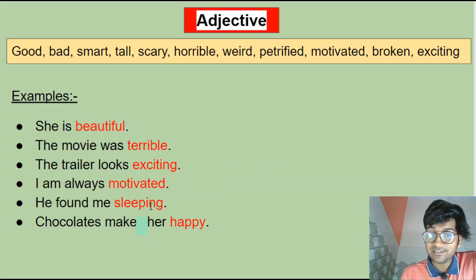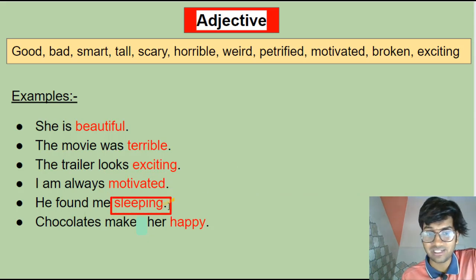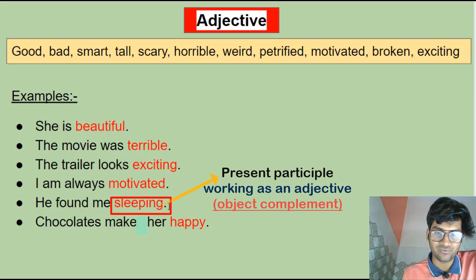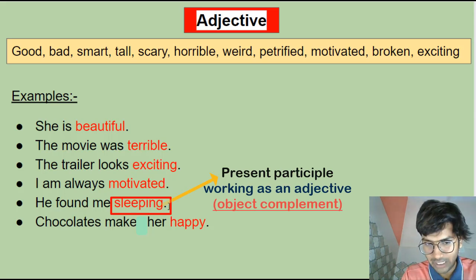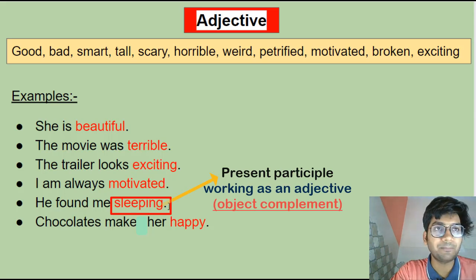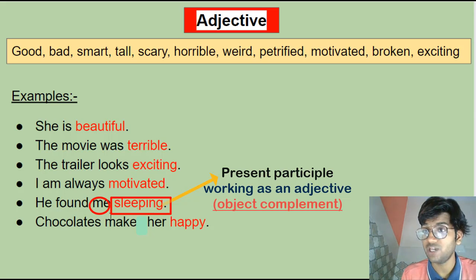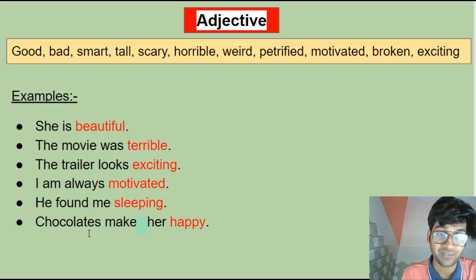He found me sleeping. He found me what? Sleeping. In what condition? Sleeping. Is sleeping an adjective here? Yes, it's an adjective. How? What are you talking about, Ashish? See, sleeping here is a present participle, the ing form of a verb, that's working as an object complement, that's working as an adjective, giving information about the object me. He found me. In what condition? In what state? Sleeping. He found me sleeping.